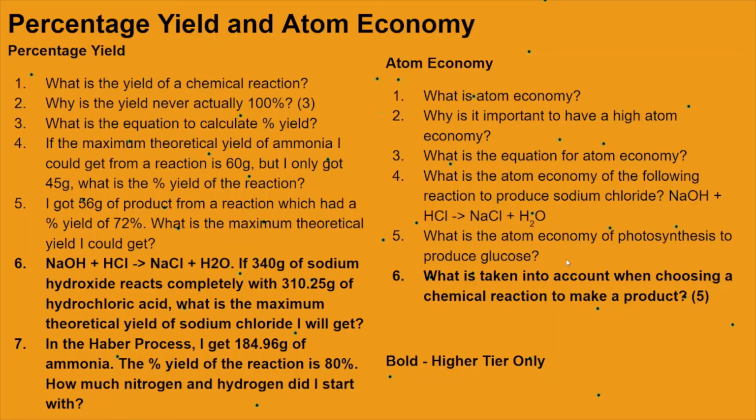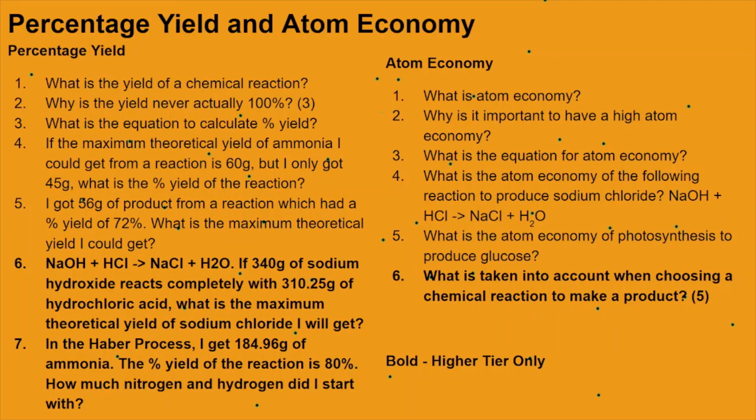Okay, a bit harder. Remember, atom economy doesn't get that hard. The atom economy of the photosynthesis reaction to produce glucose being our useful product. So can you remember the balanced symbol equation for photosynthesis including glucose? Glucose is C6H12O6, which is 180 in its relative formula mass.